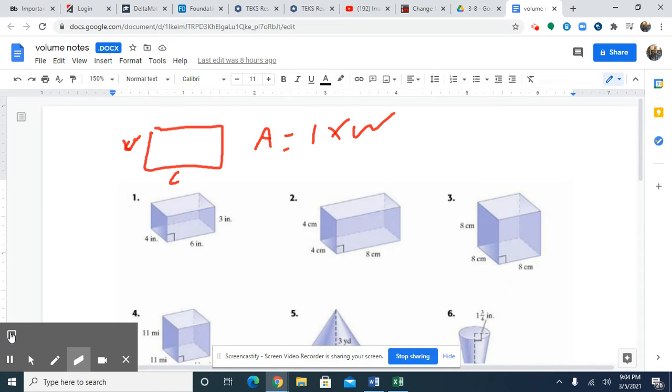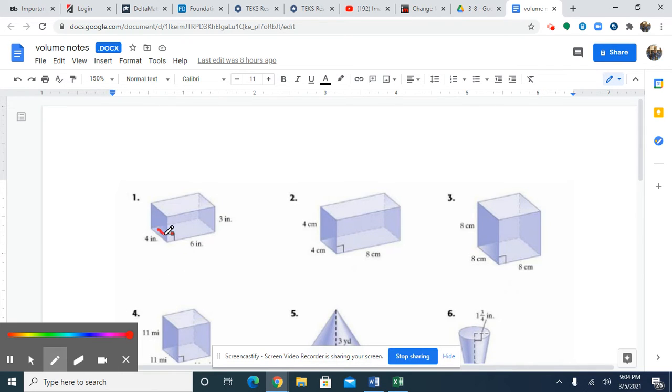Now, when we have a three-dimensional shape, what we're doing is that we're taking the area of the base. In other words, we're taking the area of the two-dimensional shape at the bottom, and then we're multiplying by the height. So we're basically layering that rectangle 3 times. And so here's exactly how it works.